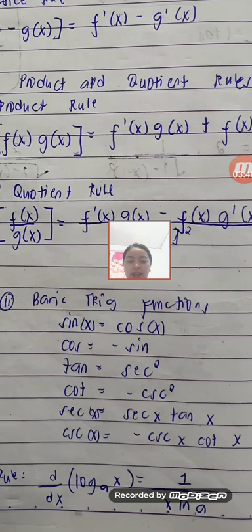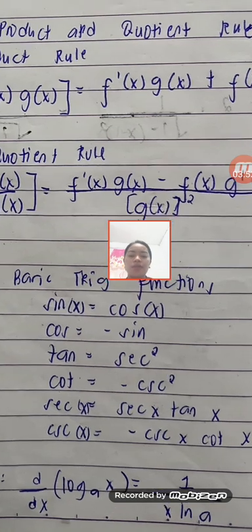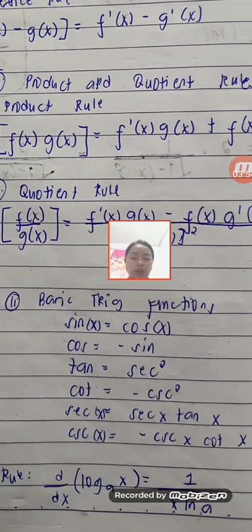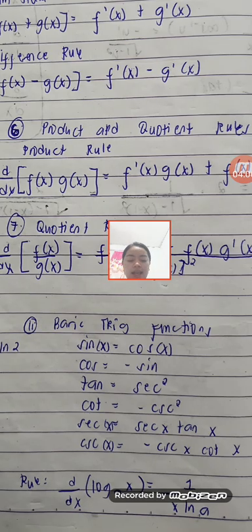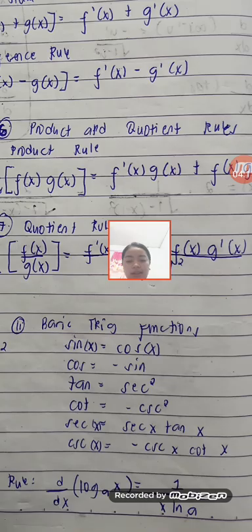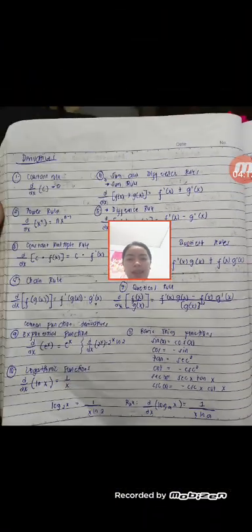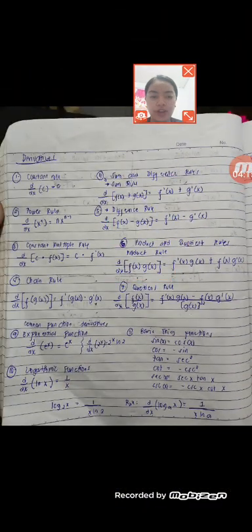When you are given sine x, the derivative of that is cos x. And when you're given cos x, the derivative of that is negative sine x. Tan x is sec squared x, cot x is negative csc squared x, and sec x is sec x tan x, and lastly csc x is equal to negative csc x cot x. So that is the rules of the derivatives.